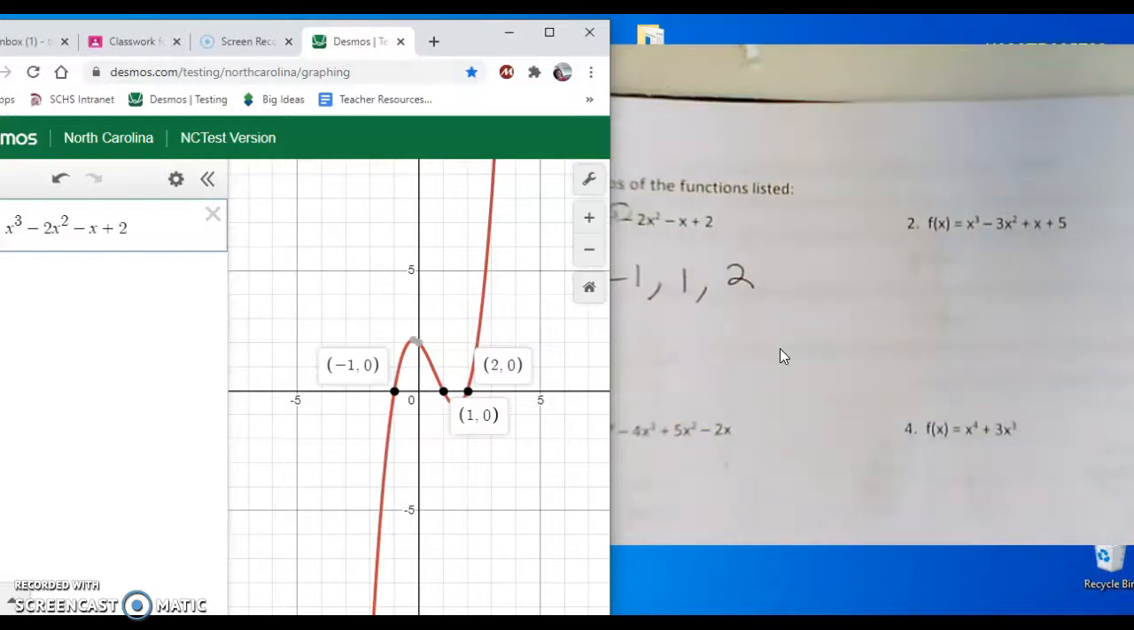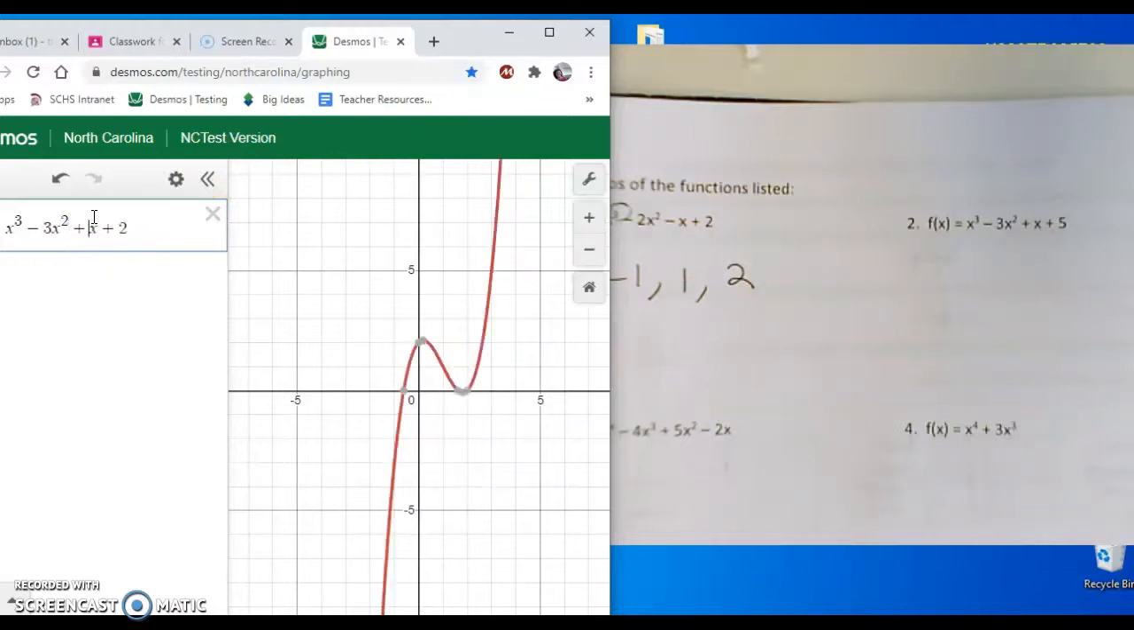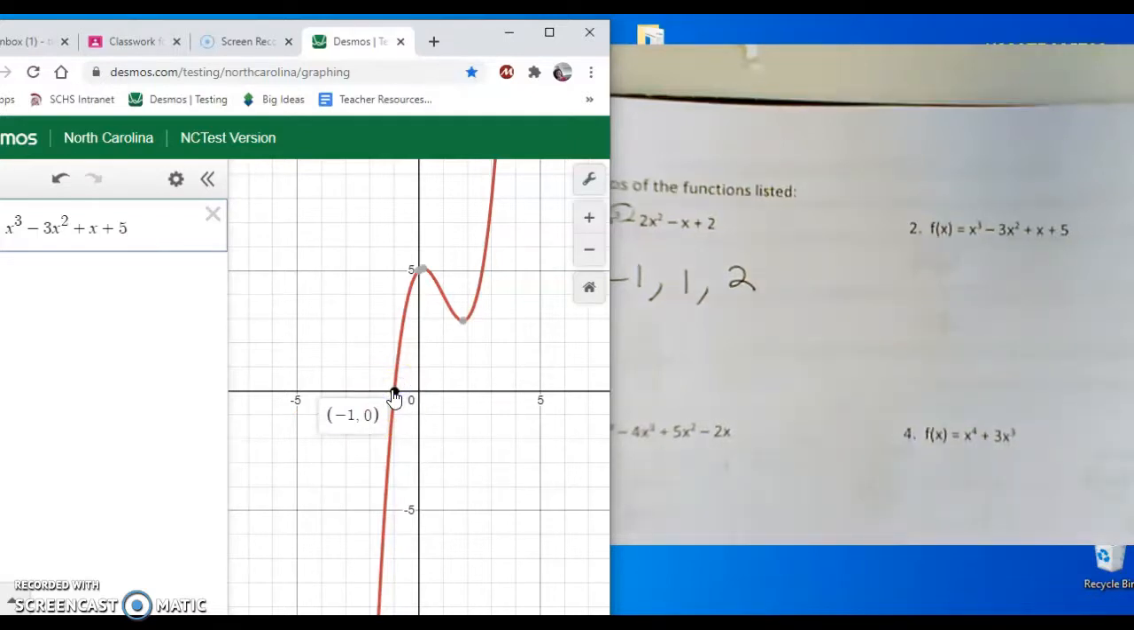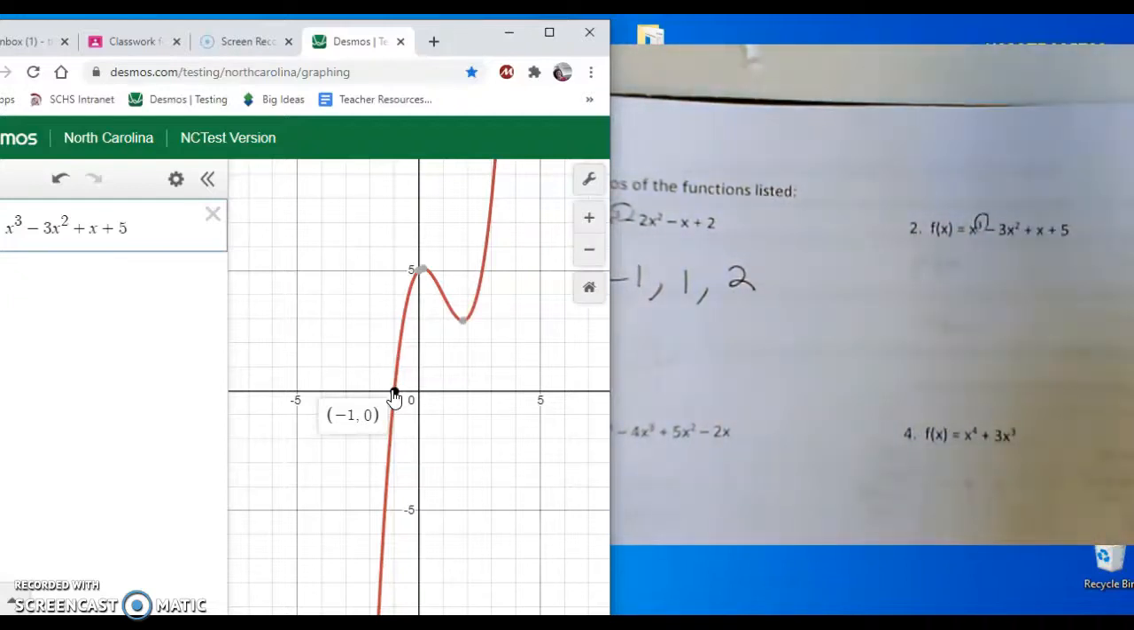Alright, let's graph the next one. x to the third minus 3x squared plus x plus 5. Alright, I only have 1 zero there. The highest power is 3, so I have to have 3 zeros. There's only one real one on Desmos. That means the other 2 are imaginary, and those other 2 are what I have to find. And this will show you the process.